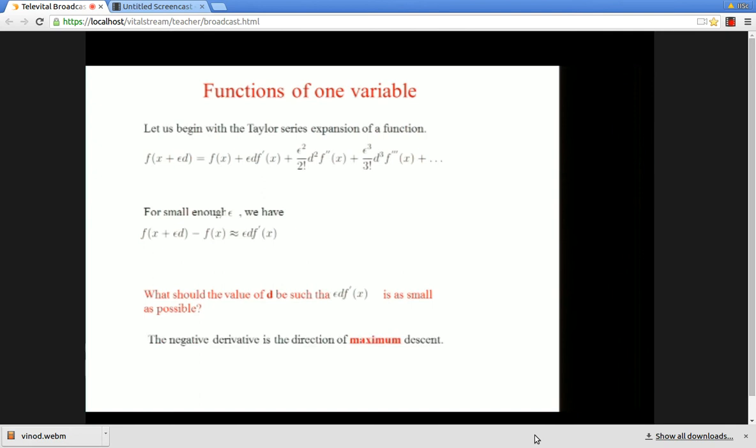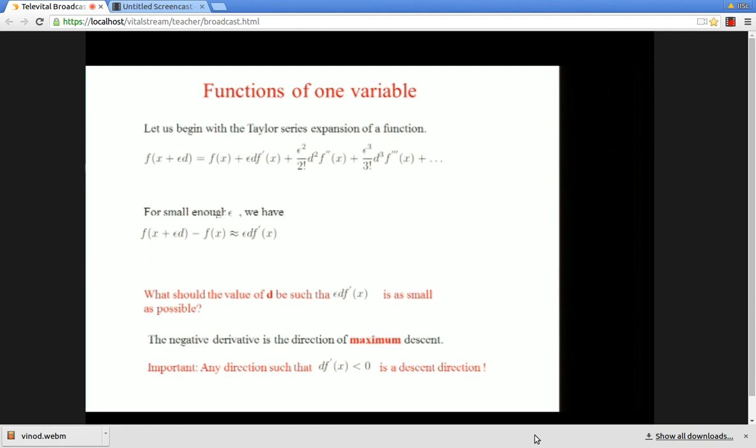It is in fact giving you the maximum decrease. That can also be shown, so I won't really do that. But the important point you have to consider here is that any d such that d into f prime of x is less than 0 is a good direction.